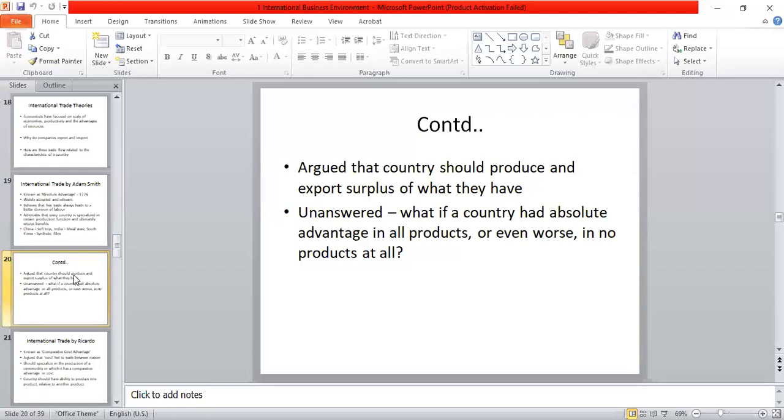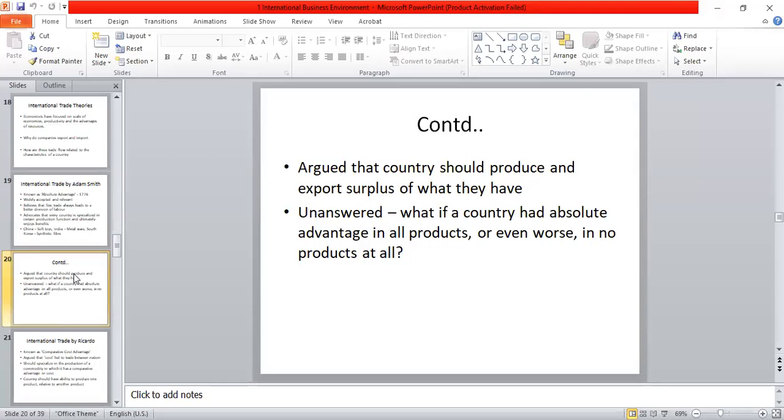But in this Adam Smith theory, there is one thing which is unanswered, meaning there is no answer. And what is that? What will happen if a country has absolute advantage in all products? In every product, if we have. This is just imagination. This is not actually possible, that in all products we can have absolute advantage.